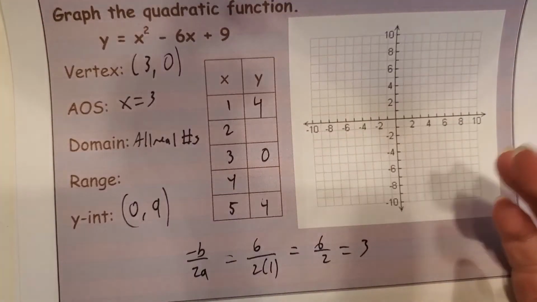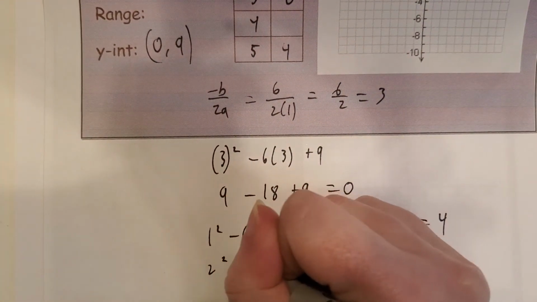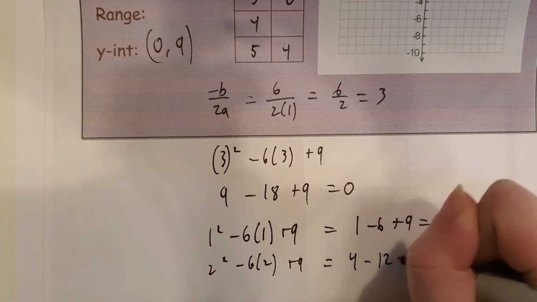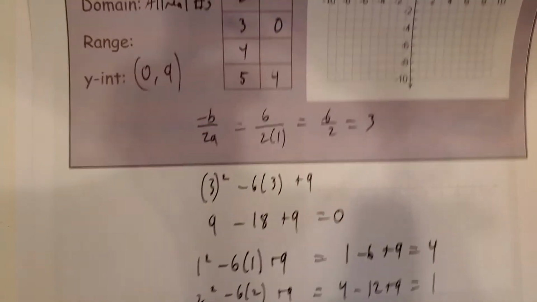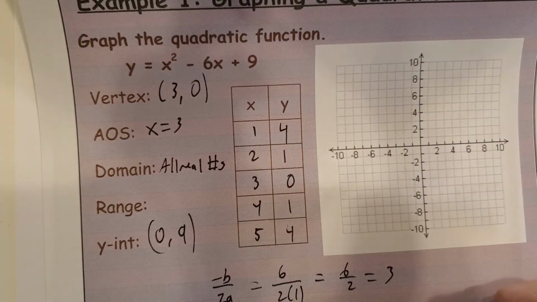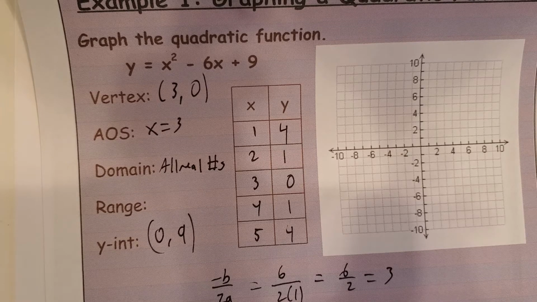So, actually I'll do the scratch work for 2. 2 squared minus 6 times 2 plus 9 is 4 minus 12 plus 9. So this is -8 plus 9 is 1. So that means this is 2, 1 and 4, 1. And that's the entire table. I would say fill out this entire table. I strongly encourage you to get 5 points when we're talking about quadratics.